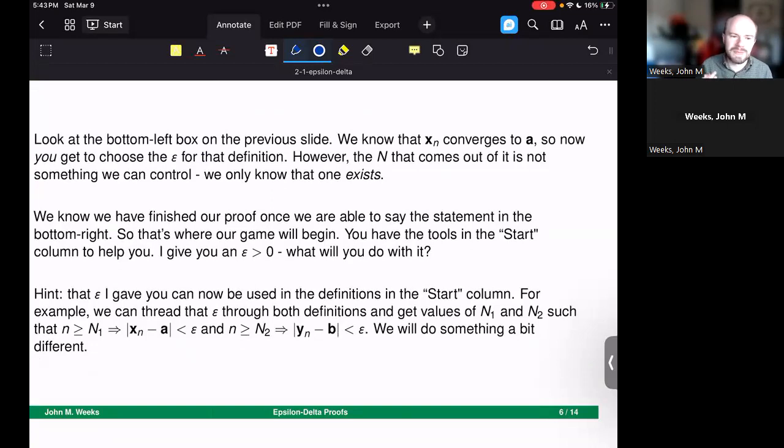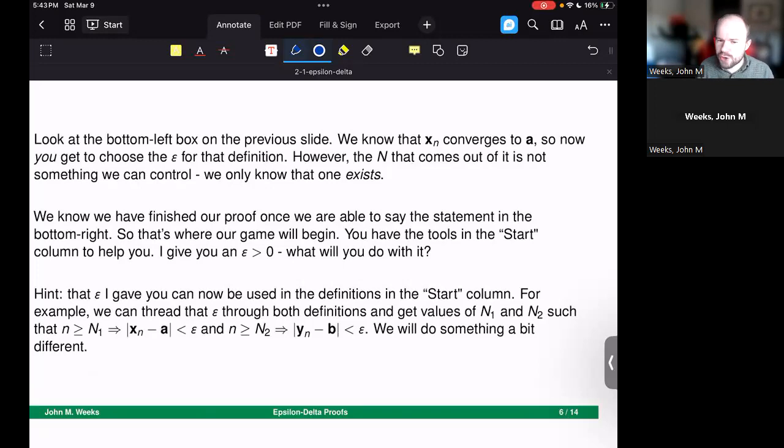However, the n value that comes out of it is not something that you can control. You just know that one exists. I see this sometimes within my students. They say, oh, I want my n to be 10. And that's not necessarily true if we just know that the sequence x sub n converges to a.